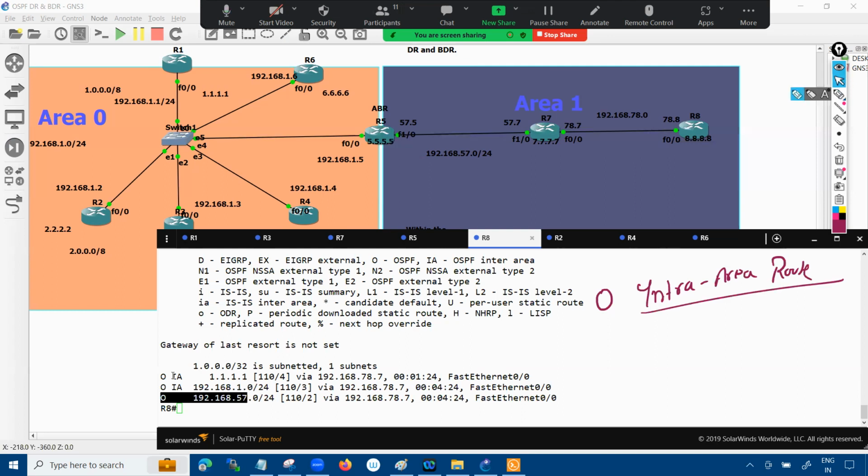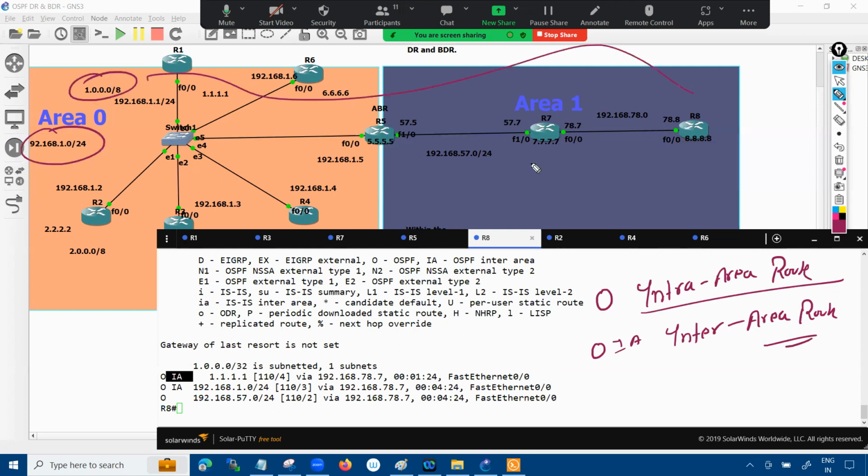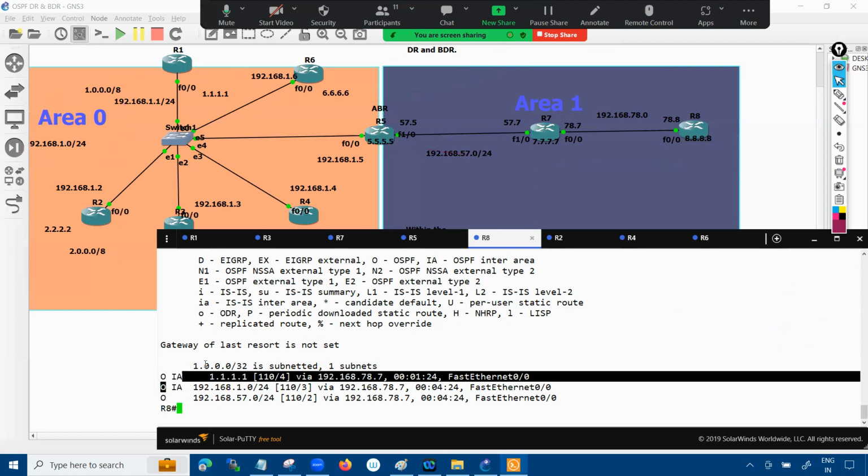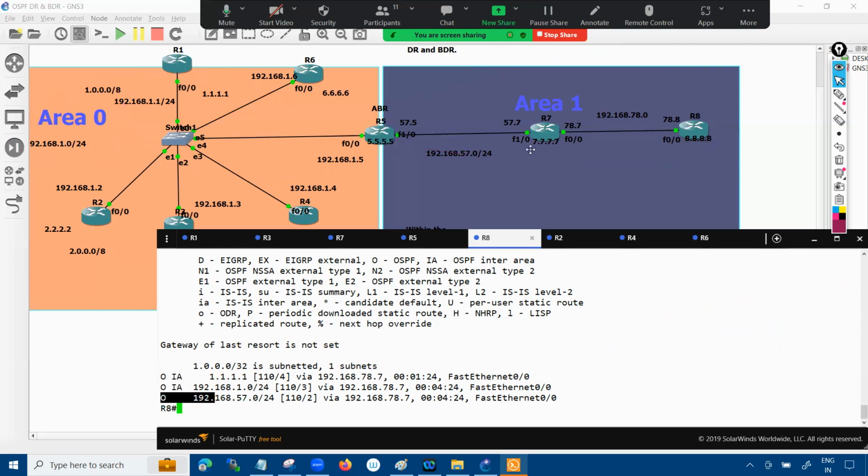Another type of route we have is the OIA route. OIA means what? Inter-area route. Inter-area means the route that is coming from a different area. If you see this network and this network on router 8, they're coming from area number 0 to area number 1. So that's called an OIA route. And for this we have an AD of 110, that's the default AD for OSPF routes. All good. So we have two types of route, O and OIA. OIA comes in the picture when you get the route from a different area. O comes in the picture when you have a same area route.